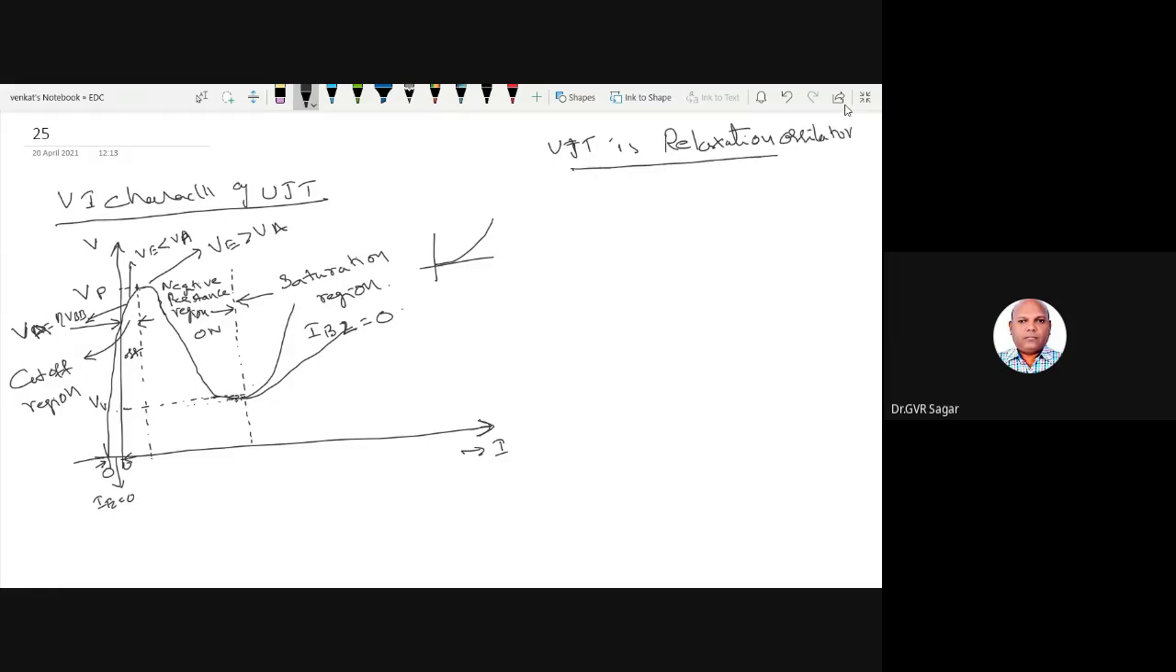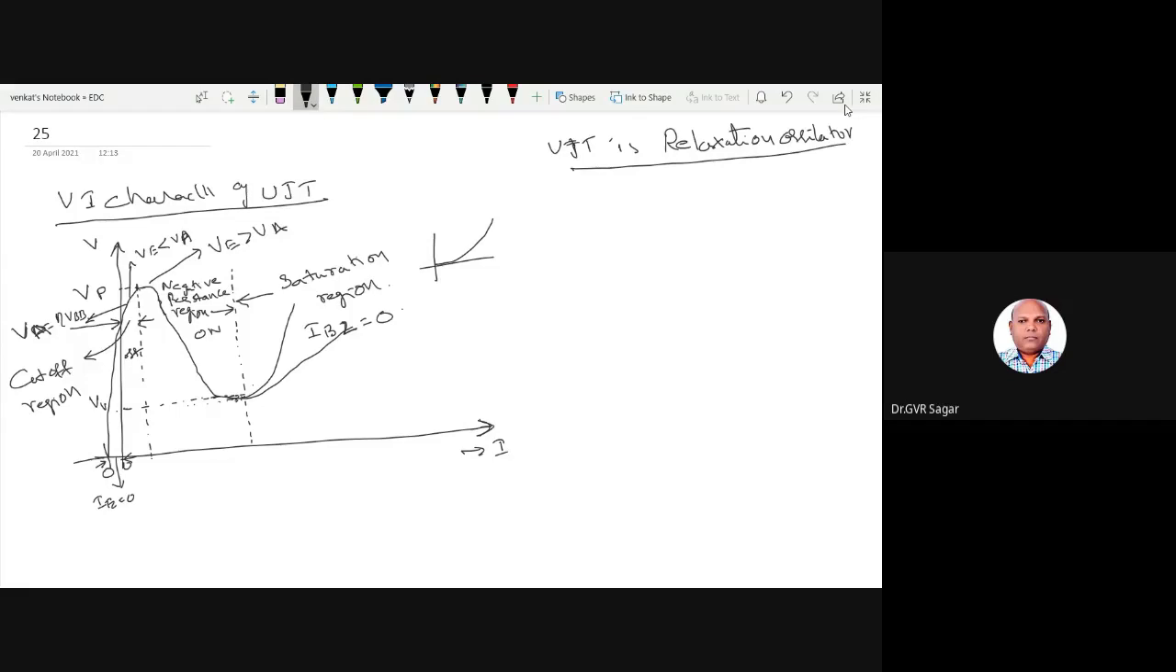This acts as a relaxation oscillator. Generally, oscillator means repeatedly coming things, right? Oscillating between two points, reaching point A and again reaching point B, and between A and B, that total is oscillating, right?